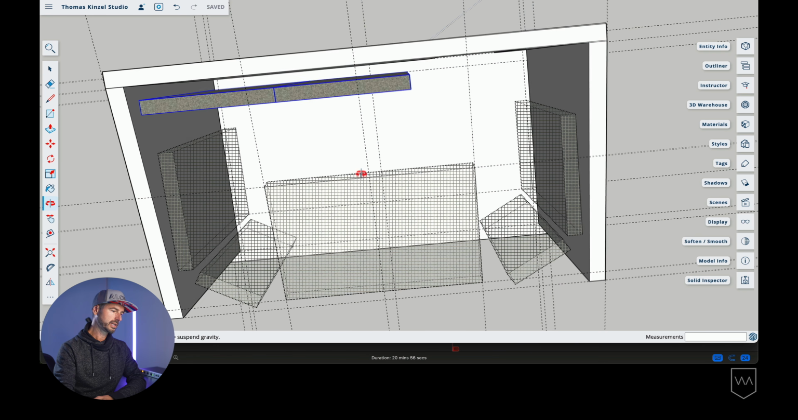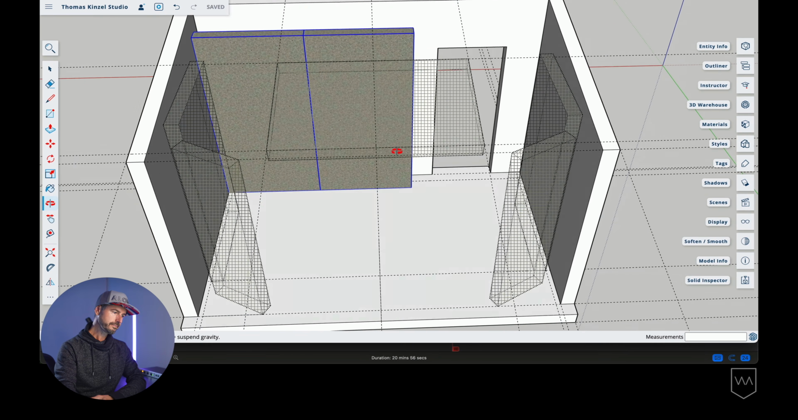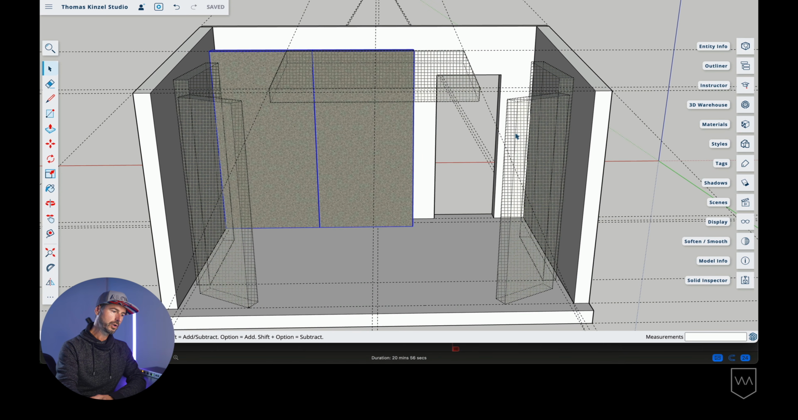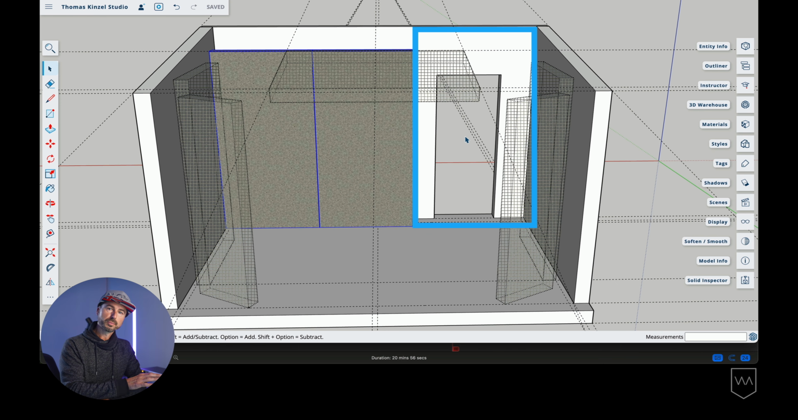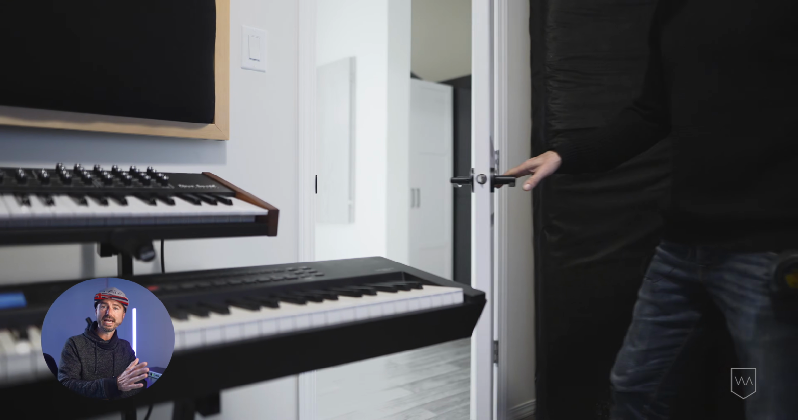Okay. Now, if we spin the room again, you can see we were not able to put treatment on this third of the room, because there's the entry door. The door is one of the reasons why I oriented the room the way I did, because you can open the door and it's going to vent and let bass energy escape. Huge advantage, just letting the energy out of the room.